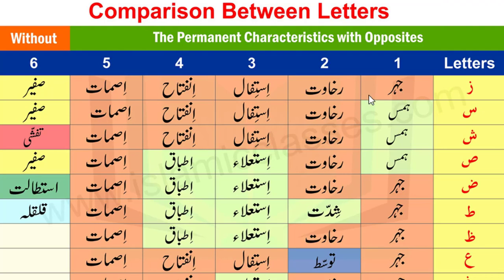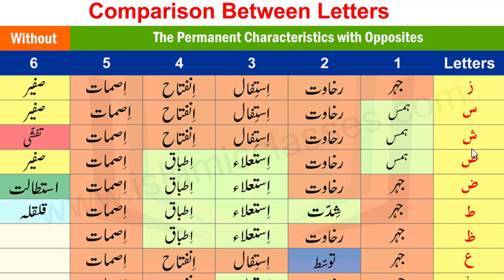So Za, it has jahar, rakhawa, istifal, infitah, ismat, and safir. This is one additional sifa here. Safir is like a whistling sound. Jahar, the discontinuation of the breath. Rakhawa, continuation of the sound. If we discontinue the breath, it is one sound. If we continue the sound, it is another, and the safir's quality as well, the whistling sound is coming.